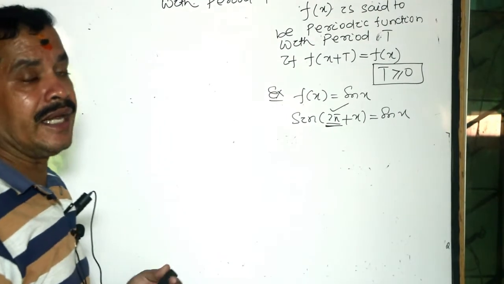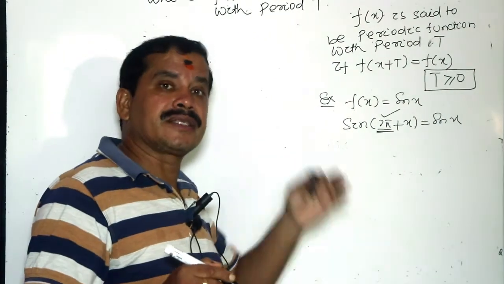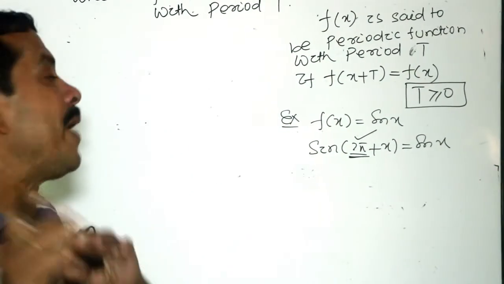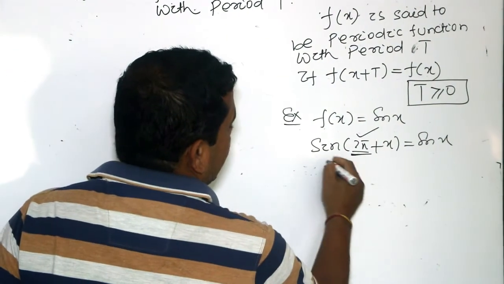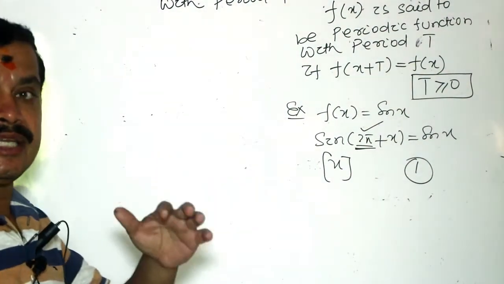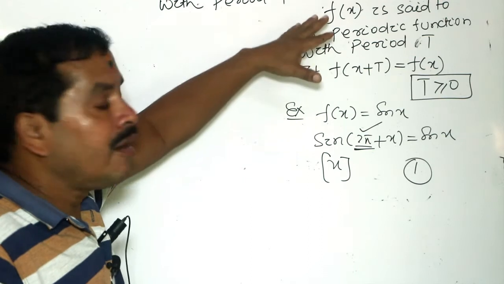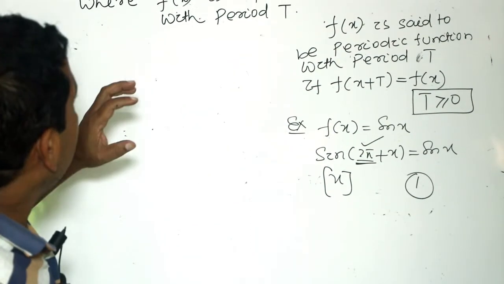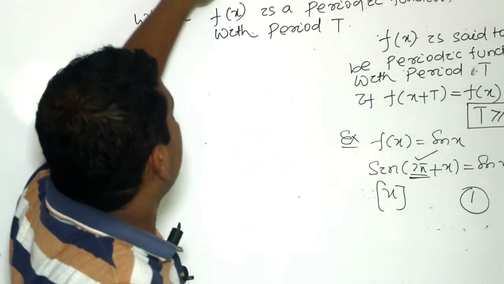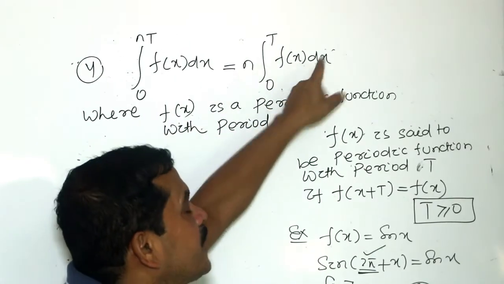Similarly, tan x and cot x are periodic functions with period pi. But sin x, cos x, sec x, cosec x are all periodic functions with period 2 pi. The bracket x (greatest integer function) is also a periodic function with period 1. So this is known as a periodic function. So when f(x) is a periodic function with period t, then the integral from 0 to nt of f(x) dx equals n times the integral from 0 to t of f(x) dx.